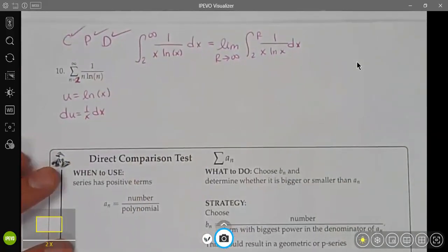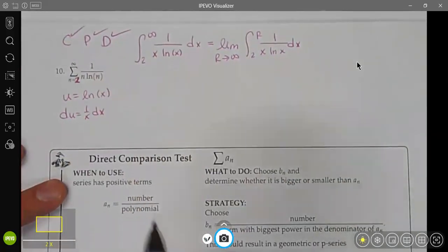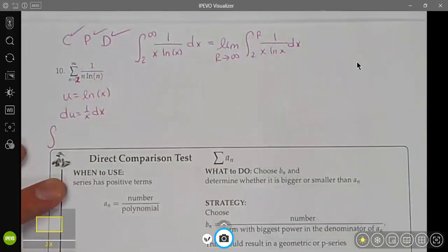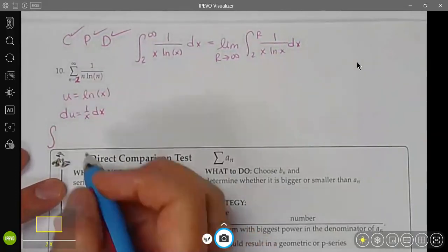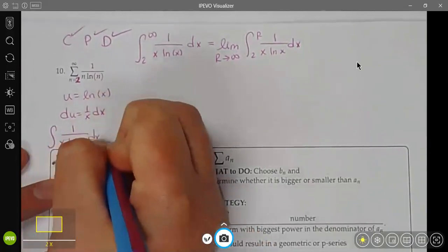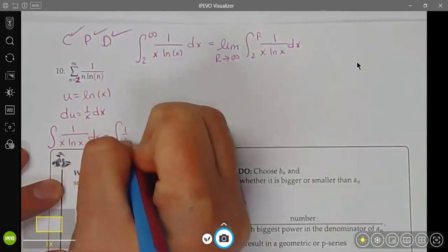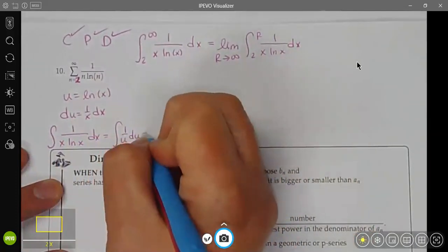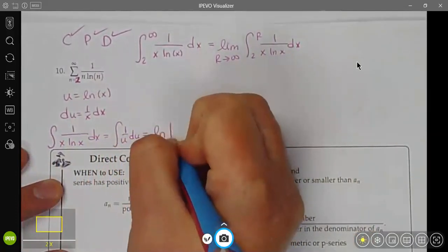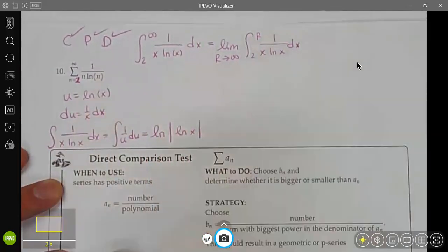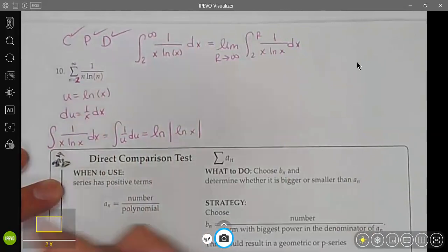Okay. And let's see, so I'm going to do this off to the side as an indefinite integral because I don't want to deal with the bounds and the limits and all of that. So I have the integral of 1 over x ln of x dx is equal to the integral of 1 over u du. And that antiderivative is ln of u. And it's going to be ln of x, which is kind of crazy.